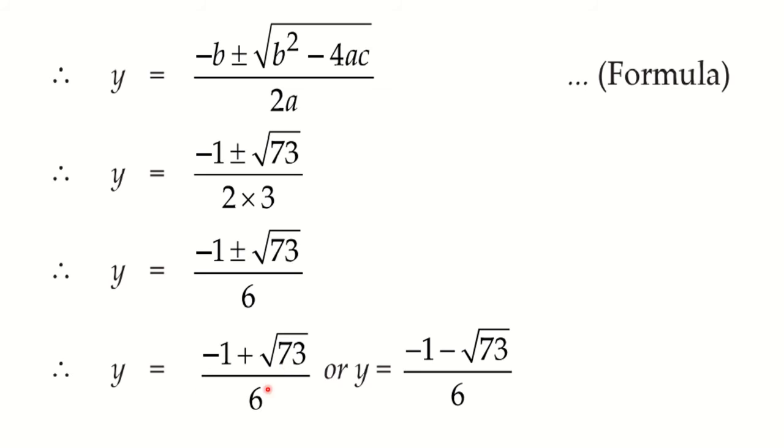And as a final answer, you will write separately, one is alpha and the other is beta. Two roots we have to write separately. So y is equal to minus 1 plus root 73 divided by 6, or y is equal to minus 1 minus root 73 divided by 6. Okay. And finally, you can write down the solution in words. Therefore, these two are the solutions of this equation. Okay. So, I hope you must have understood the formula method, how to solve it. Let us go further.